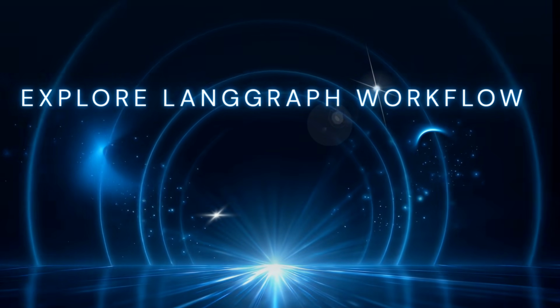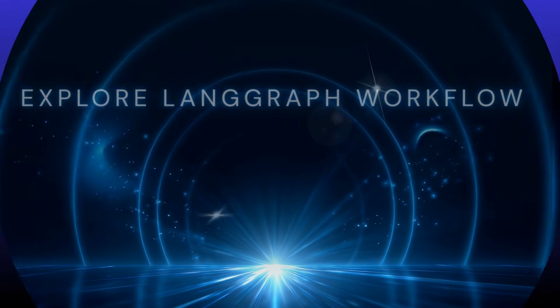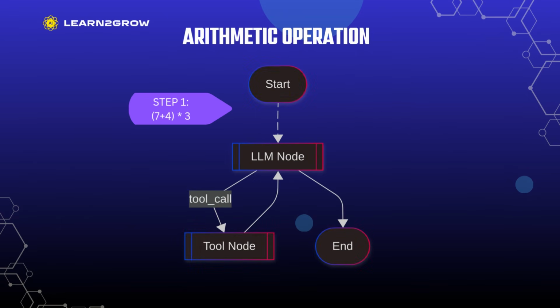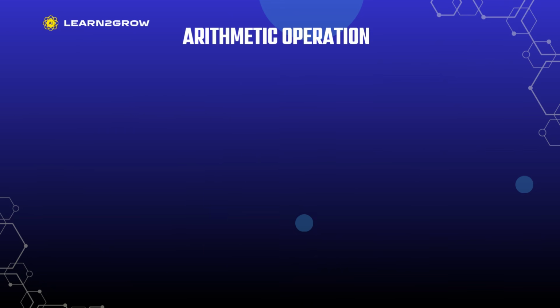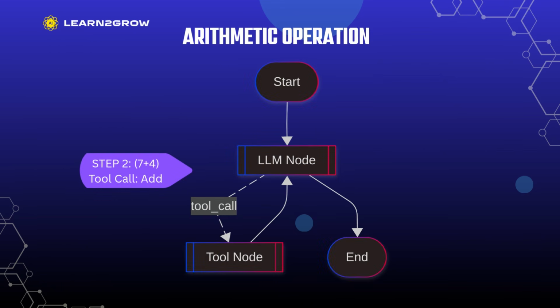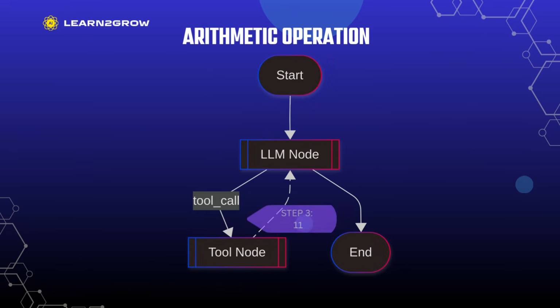Let's start by exploring the LangGraph workflow. Let's say the user's query is a basic arithmetic operation. Here in step 1, the query to the LLM is 7 plus 4 multiplied by 3. Now this query reaches the LLM node, which splits it into tool call operations. Here 7 plus 4 is sent as a tool call to perform the addition operation. After performing addition on the tool node, the result is 11, which is returned as a tool message to the LLM.